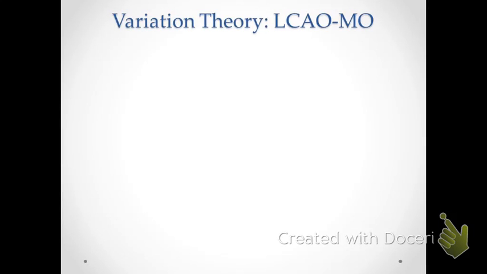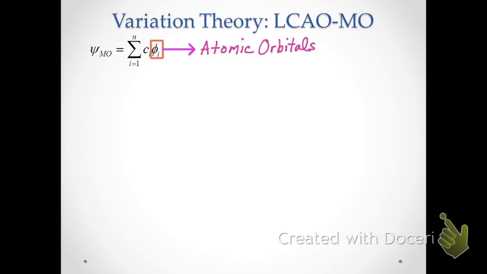We continue our discussion of molecular orbital theory and polyatomic molecules with a simple review of variation theory as applied to the linear combination of atomic orbitals. You recall that our molecular orbital wave functions are simply a linear combination of atomic orbitals, represented by phi here, and in this case n represents the number of atomic orbitals in our linear combination.